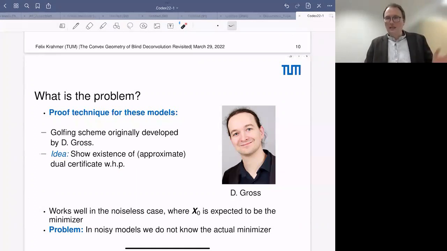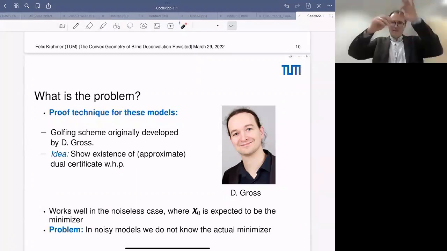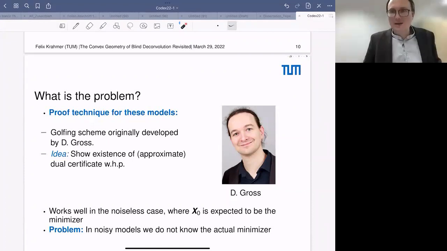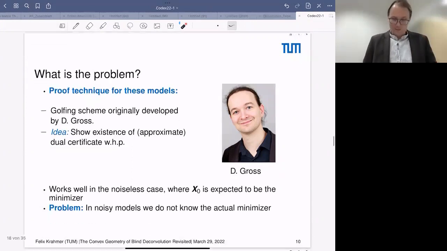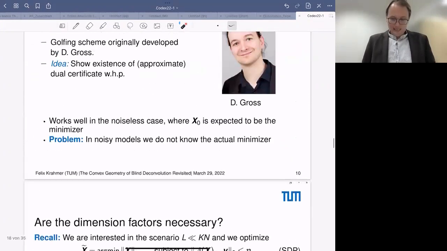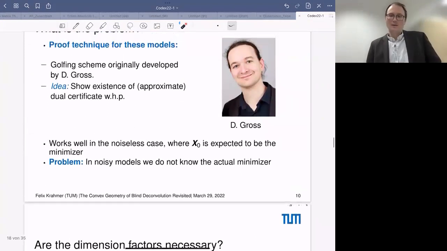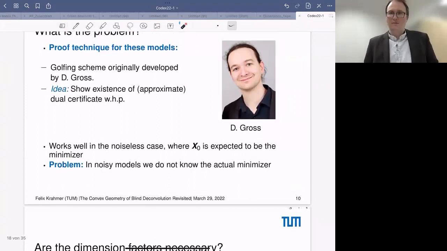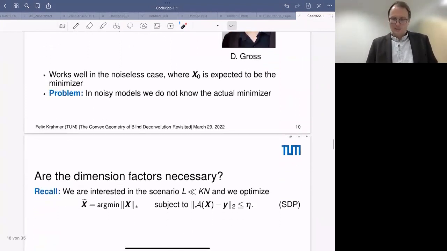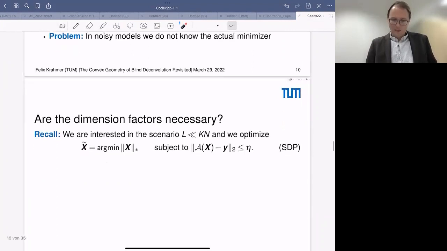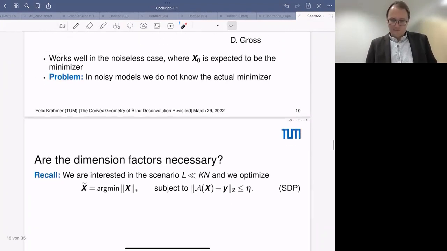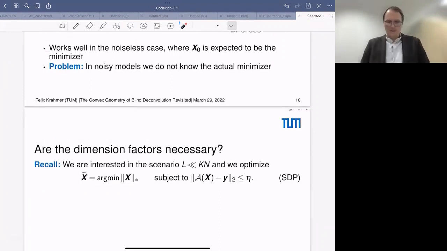But in noisy problems, because we're wiggling a little bit, we don't have these very nice properties of the true solution anymore. So we don't really know the actual minimizer. This was what we were thinking, and that's why we thought, okay, maybe we want to look at alternative proof methods to this golfing scheme.